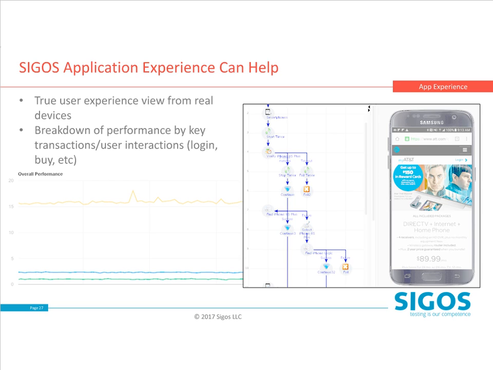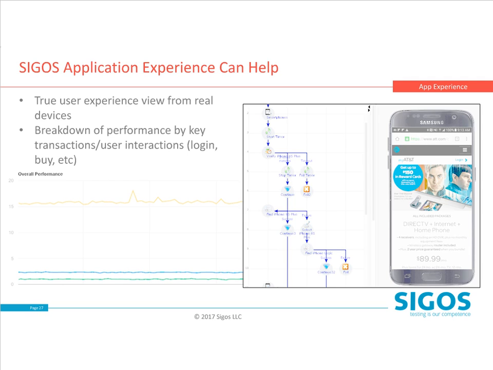All right, so Seagos Application Experience can help. You'll see here on the right, this is actually a real device with a performance test that was created. It walks through exactly what a real user would do. It is stepping through a buy flow on the AT&T website to buy an iPhone, and it's timing how long those different pieces take. How long does it take from the time a user selects a phone until it comes up in their cart, and so on. So it's a true user experience view from a real device.